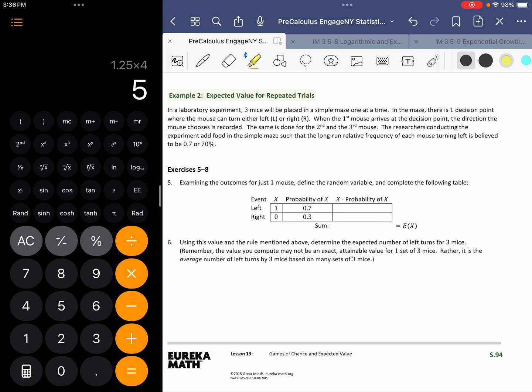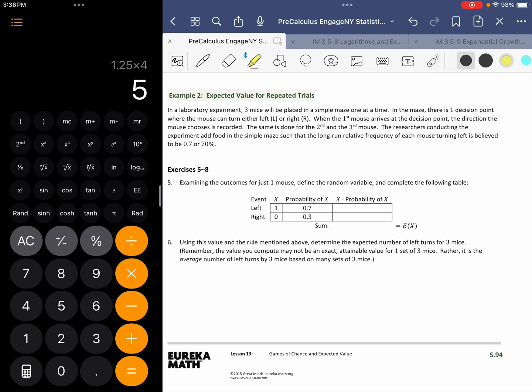So example 2. In a laboratory experiment, 3 mice will be placed in a simple maze, one at a time. In the maze, there is one decision point where the mouse can turn either left or right. When the first mouse arrives at the decision point, the direction the mouse chooses is recorded. The same is done for the second and the third mouse. The researchers conducting the experiment add food in the simple maze such that the long-run relative frequency of each mouse turning left is believed to be 0.7 or 70%.